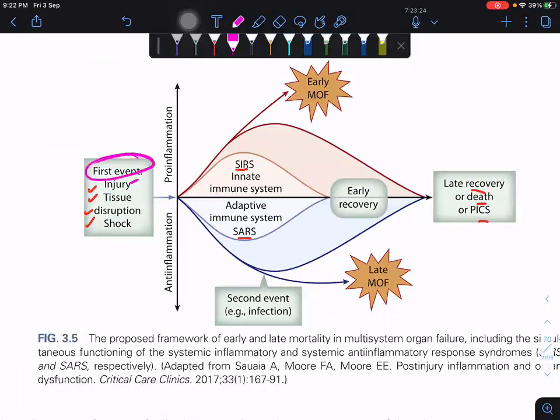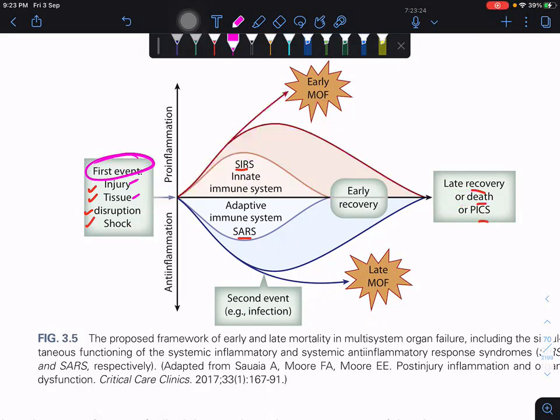See here, this is your first event. Any injury, tissue disruption, or shock that is happening will increase your pro-inflammation. This is your anti-inflammation. If the pro-inflammation increases more, it will become SIRS, and then recovery. If it is not recovering and is still going, it will cause late recovery or death, or PACS. And in between, if it is not decreasing at all and keeps going up, it will cause MOF. This is the pattern they are showing here.